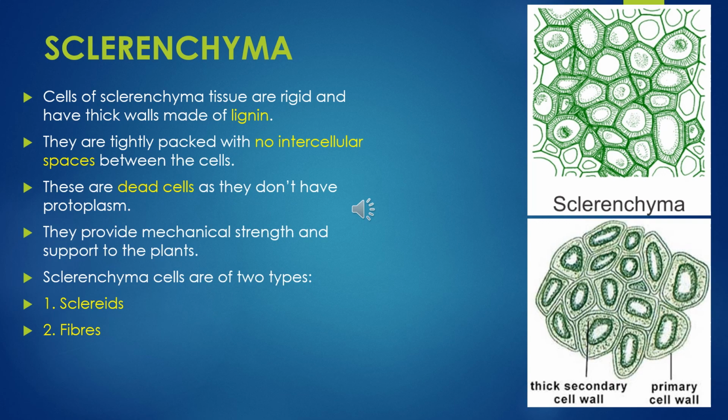Sclerenchyma cells are rigid and have thick walls made of lignin. They are tightly packed with no intercellular spaces between the cells. These are dead cells as they don't have protoplasm. They provide mechanical strength and support to the plants. Sclerenchyma cells are of two types: sclerites and fibers.